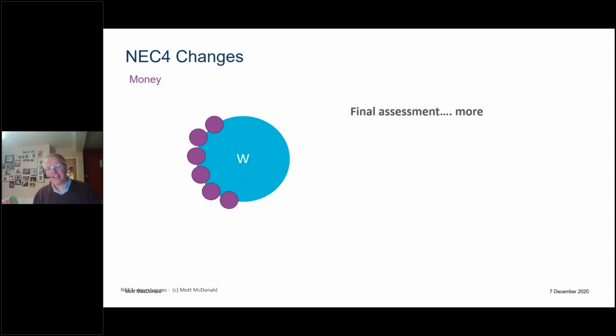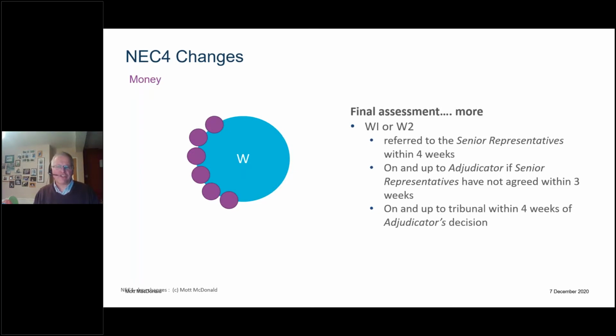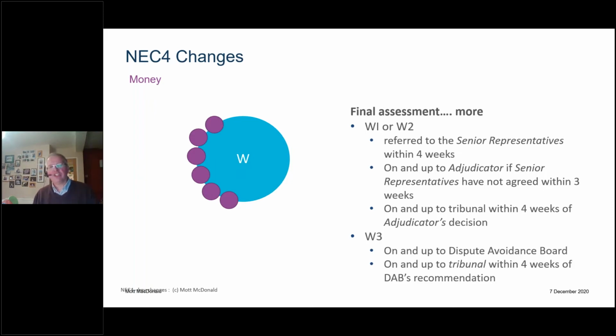W, final assessment. I've already mentioned this, I think. We've got this concept of senior representatives. So the process, the issue goes up to those senior representatives and then only goes to the adjudicator if the senior reps haven't sorted things out within 3 weeks. And as you'd expect, if the adjudicator can't sort it out, then we go on upwards to the tribunal, which is arbitration or the courts. W3 is that new one where we go to the dispute board and then on and up to the tribunal within 4 weeks of the DAB's recommendation.